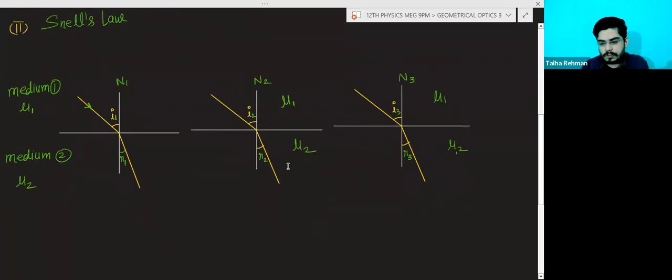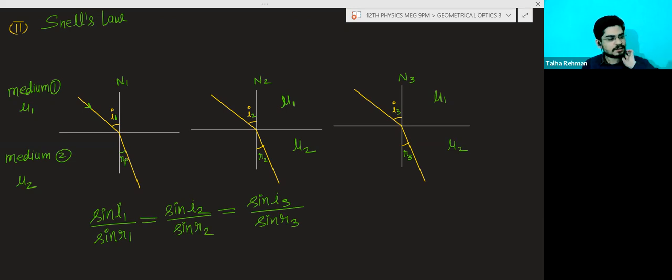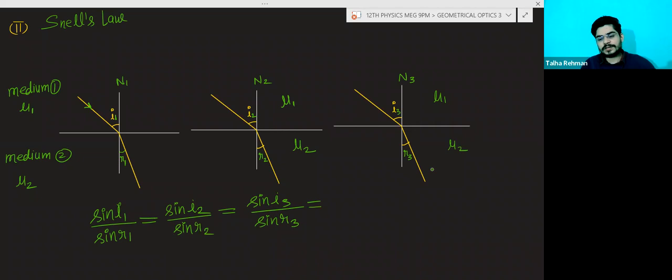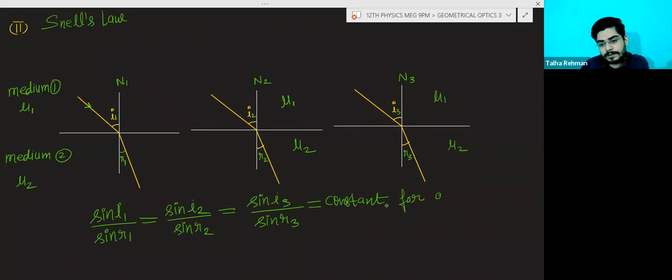Now, there is a relation between the angle of incidence and angle of refraction. If you take sine of I1 divided by sine of R1, this will be equal to sine of I2 divided by sine of R2, which is equal to sine of I3 divided by sine of R3. If you take any other incident angle for a pair of media, the ratio of sine of angle of incidence to sine of angle of refraction will remain the same. That will be constant. So from here we can conclude, and remember, this value is constant for a pair of media.